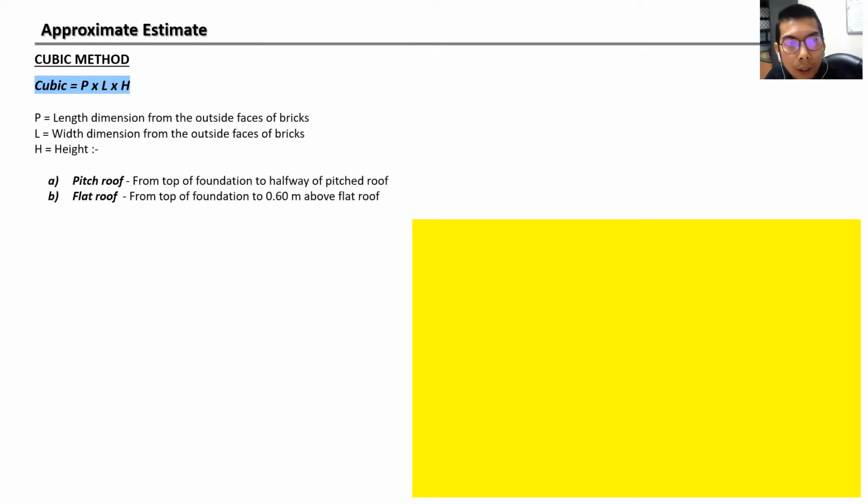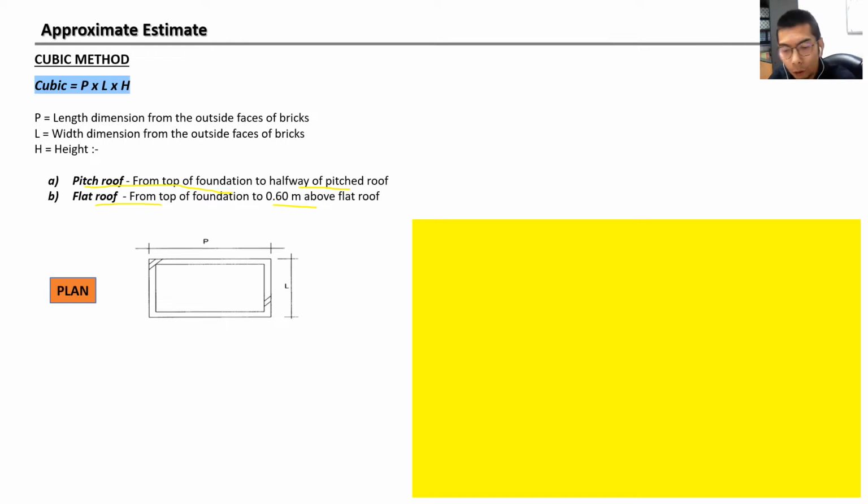Okay, so that's the formula lah. Cubic of volume, panjang kali lebar kali tinggi. Alright, so as I mentioned earlier, pitch roof is from the top of the foundation to halfway of the pitch roof, separuh pitch roof. If you're using flat roof, from the top of the foundation to 0.6 meter above the flat roof, atas daripada surface of the flat roof.